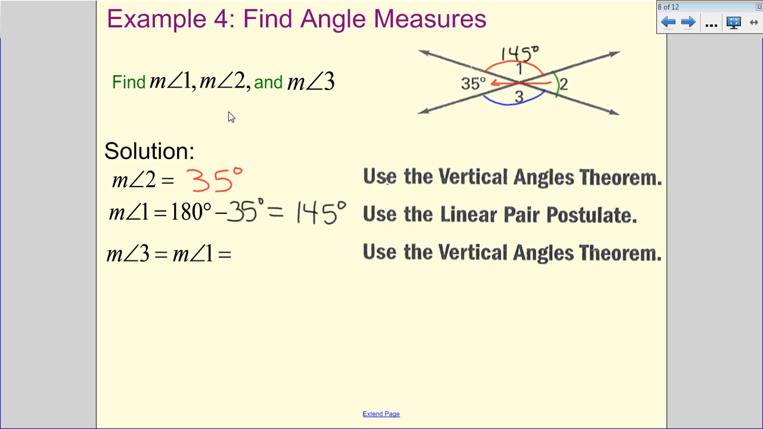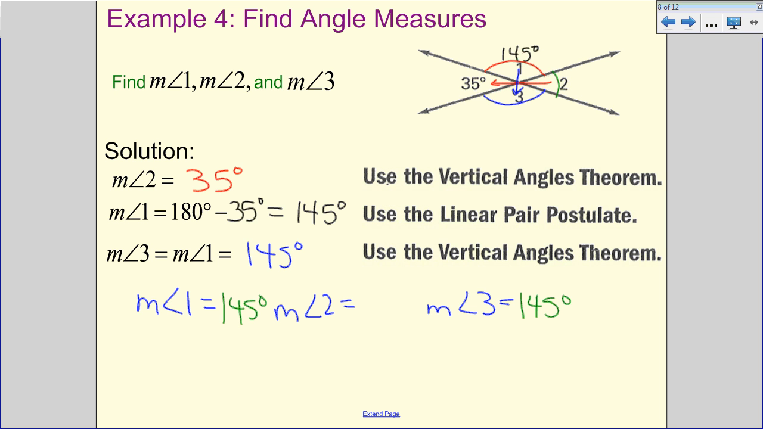Well, just like we had vertical angles for 35 and 2, I know 1 and 3 have equal measures because they are vertical angles. That's our vertical angle theorem. So the measure of angle 1 and the measure of angle 3 are both equal to 145 degrees. So the way I would like to see your answers are measure of angle 1, the measure of angle 2, the measure of angle 3, instead of just trying to draw things on a diagram. So we put in our 145 degrees for angle 1 and angle 3, and then we would put in our 35 degrees for angle 2.